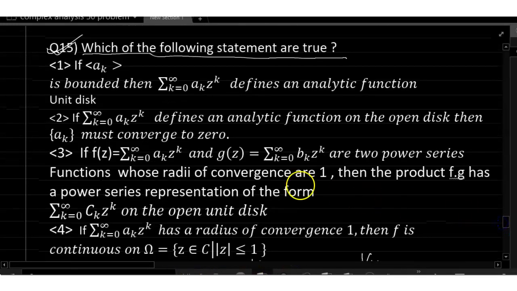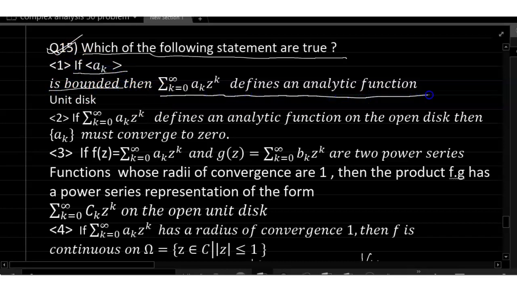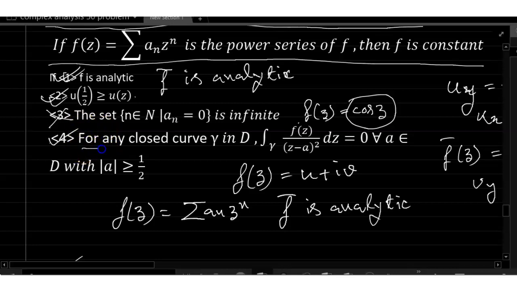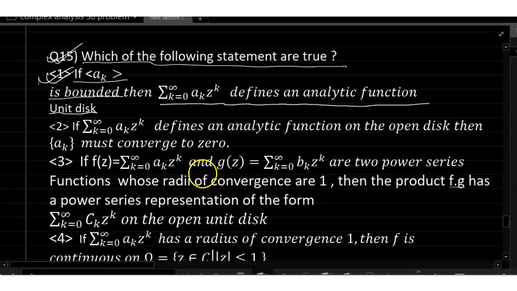Our first option is that if ak is bounded, then the sum of ak z to the power k defines an analytic function on the unit disk. This option is correct. If it is bounded, then it defines an analytic function on the unit disk. This is correct. This type of question has a domain D where mod of a to the power half is less than or equal to half.